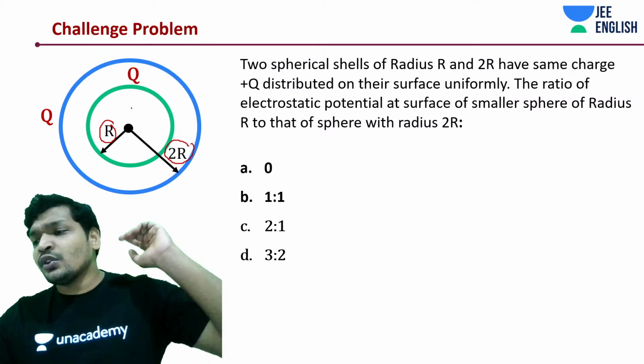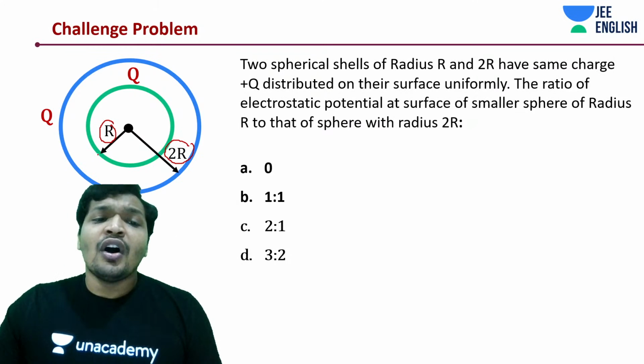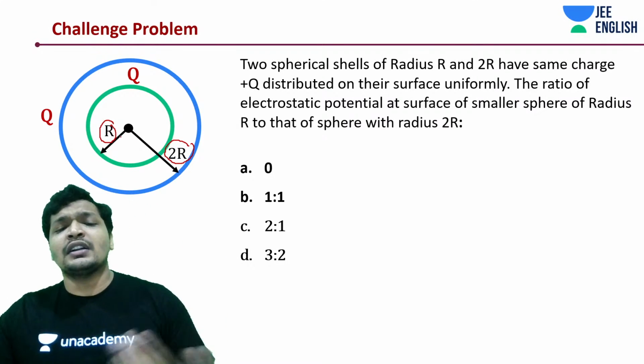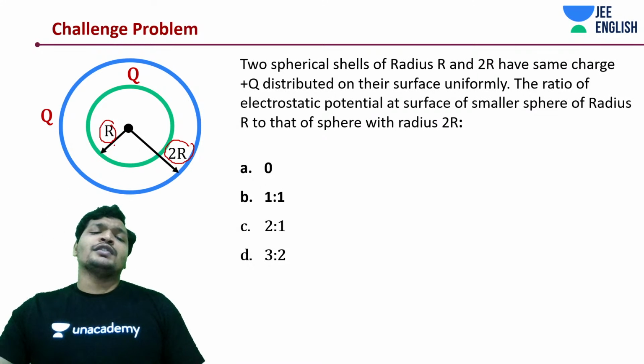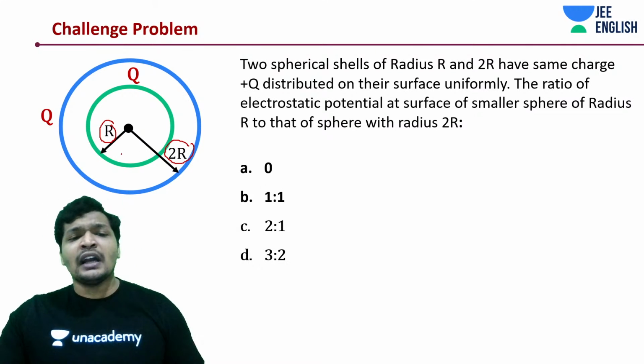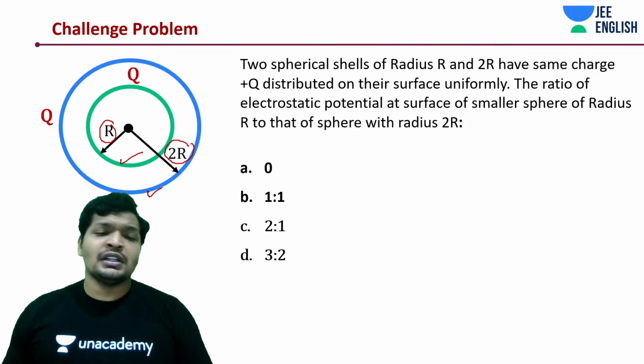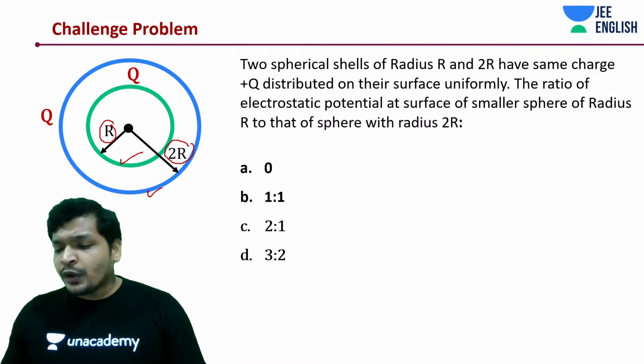Now what are they asking you? What is the electrostatic potential on the small shell and on the large shell, actually the ratio of the electrostatic potential of that small shell to that of the large shell? You basically have to find out the electrostatic potential at the small shell and then at the large shell. So how are you going to do this problem?